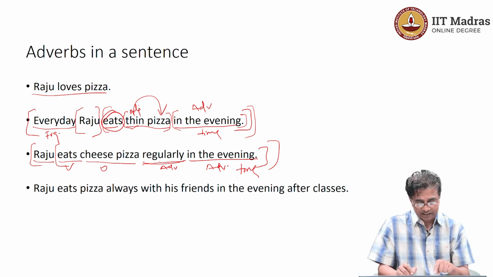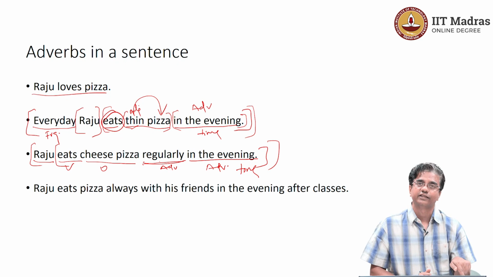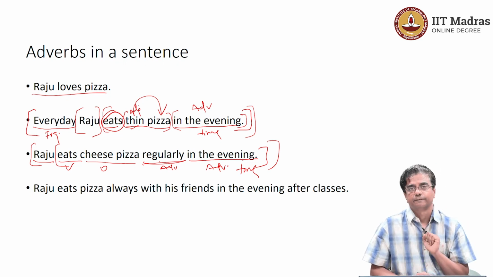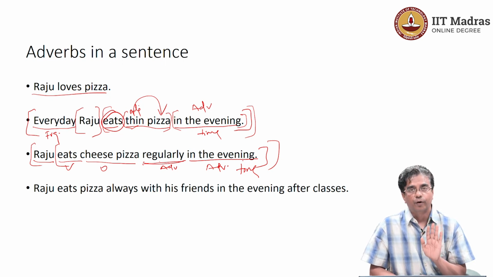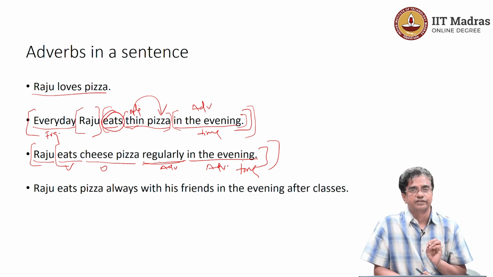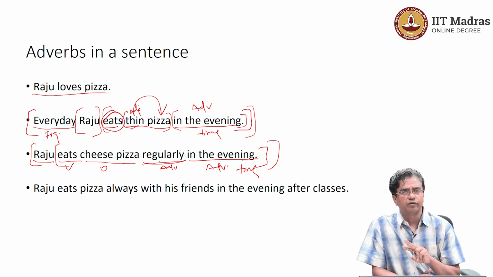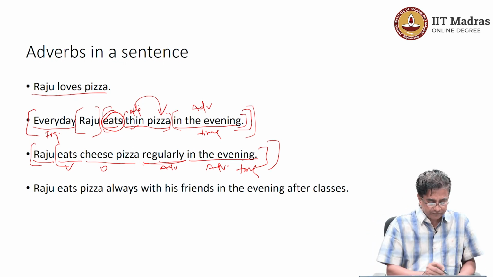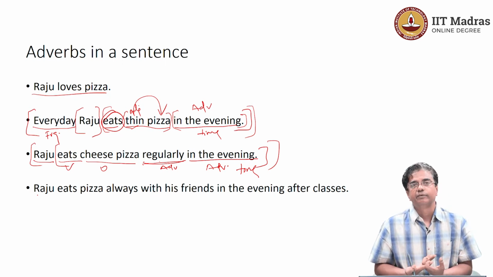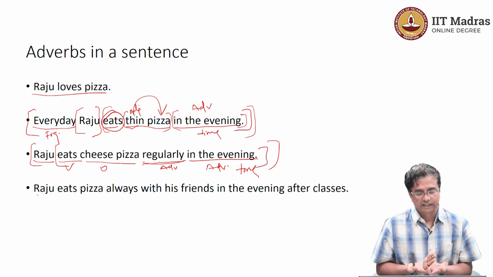So in the evening is also modifying the verb phrase, regularly is also modifying the verb phrase, but these two adverbs do not modify each other. Both of them are modifying the verb phrase. Both of them add additional information about the verb phrase, but one adverb won't be modifying the other one in this case. Look at this. We are just making a sentence longer by bringing in more adverbs to make this point.